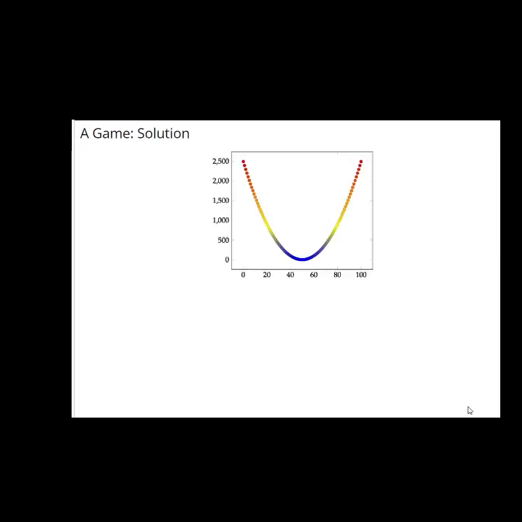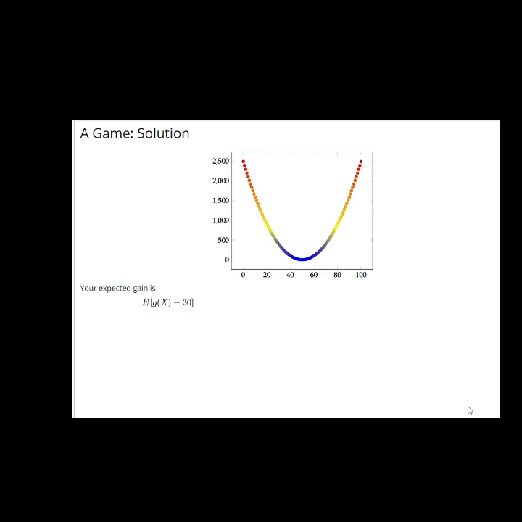I've graphed the profit below as a function of x. You'll see that at either end, at x equals 0 or 100, your profit is $2,500. You'll also see that it dips slightly below 0 when x is near 50. In fact, when x is 50, I suppose, you still have to pay the nominal $30 fee.